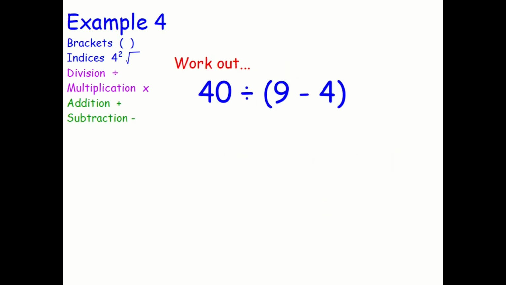Example 4. Do I have any brackets? Yes, so I've got to do the brackets first. So 9 take away 4 is 5. And then I'm just going to drop that 40 down and drop the division sign down as well. And then I'm just going to read from left to right. So 40 divided by 5 is 8. And 8 is my answer.